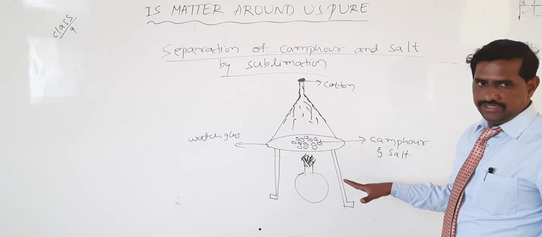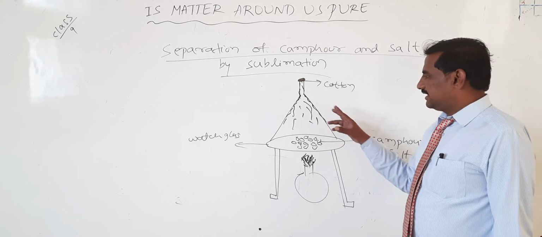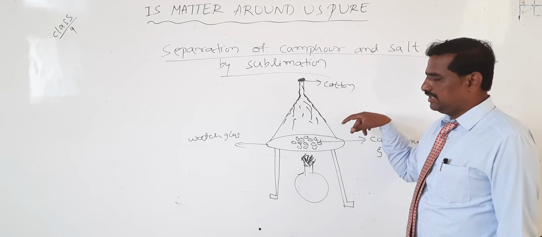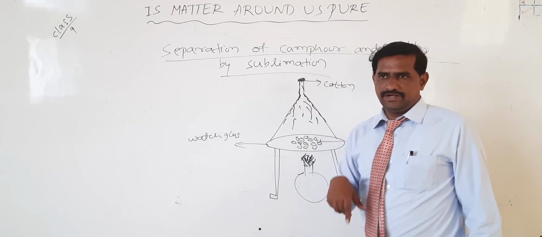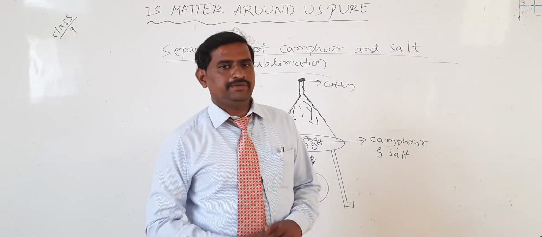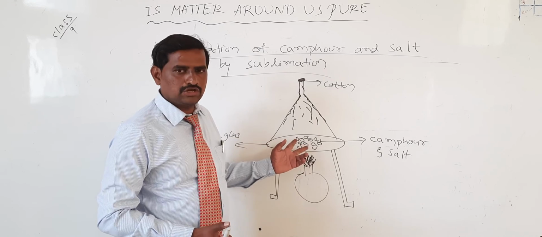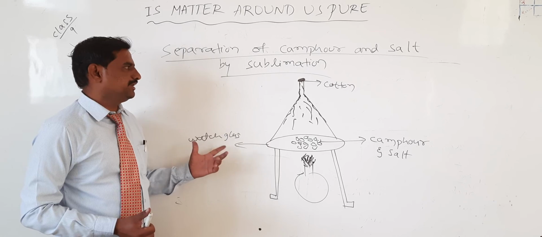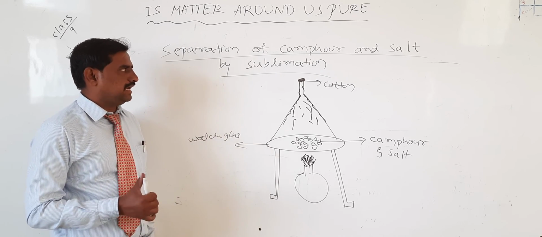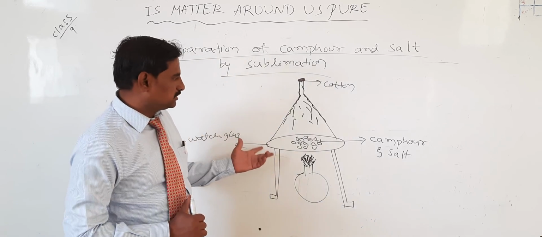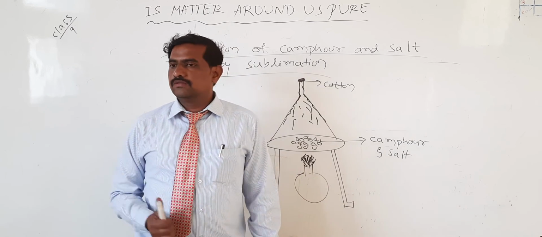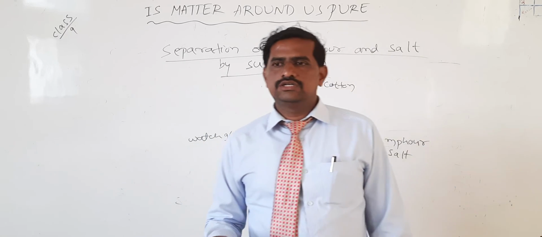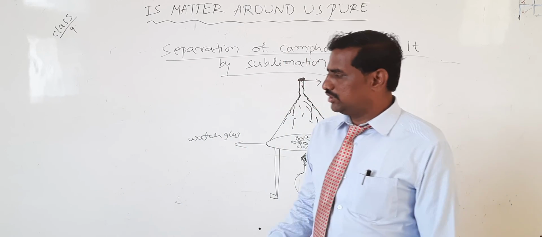Then stop applying heat. After some time the gas particles again directly convert into solid and collect at the surface of the funnel. The remaining salt particles stay on the watch glass only. By this method we can separate camphor and salt by the sublimation process. What is sublimation? The process of directly converting solid into gas is called what? Sublimation. Understood?